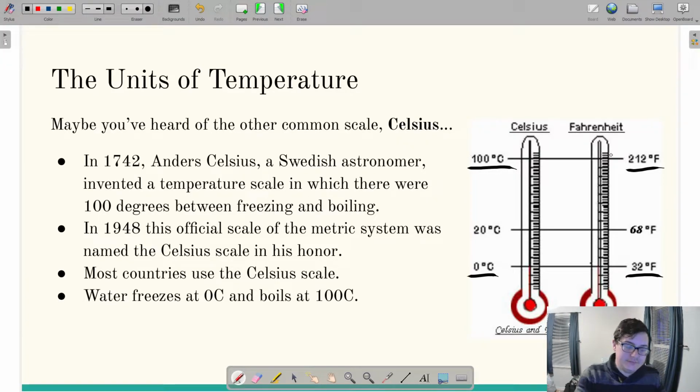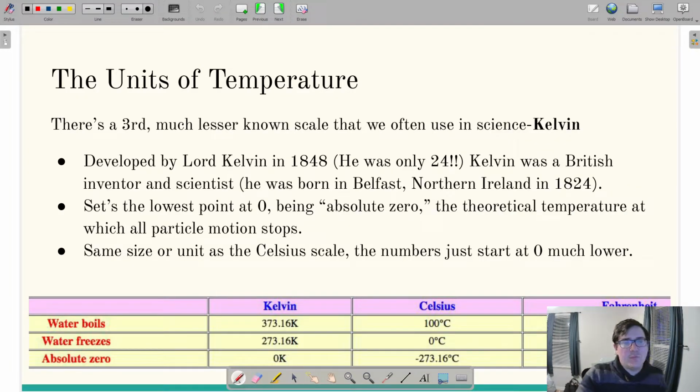Okay, what about this third one that we very, very much use in science, especially in dealing with gases, which we're going to deal with in about 2 weeks, the Kelvin. So Kelvin is looking at Celsius in such a way, but for really cold temperatures. And so 0 being absolute 0, the theoretical coldest anything can be.